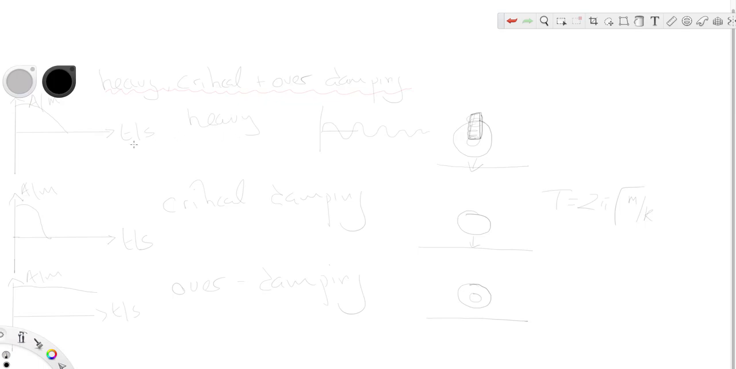That's heavy damping, where it comes back onto the road but takes a long time. Critical damping comes back onto the road quickly. Maybe I should make my heavy damping rather a longer process. And the overdamping is where it falls, but it doesn't fall very quickly, and it isn't coming back onto the road at all.